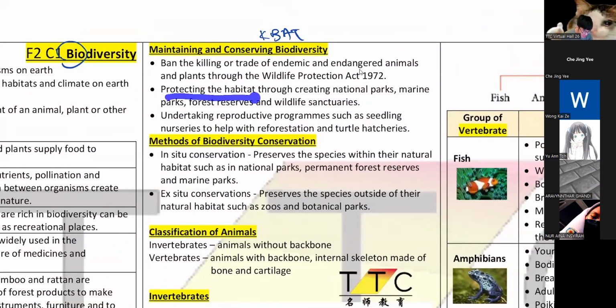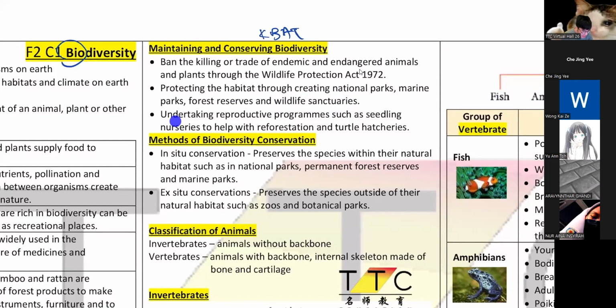Anyway, protecting the habitat through creating national parks. This is Taman Negara. Marine parks. This is Taman Laut, I think. Okay, forest reserve, hutan simpan, and wildlife sanctuary. This is called Pusat Pemulihan something. Okay, so this is mostly for animals like wild turtles lah.